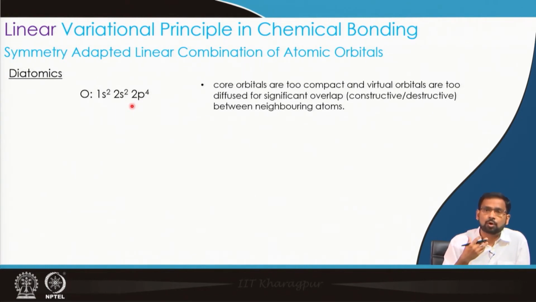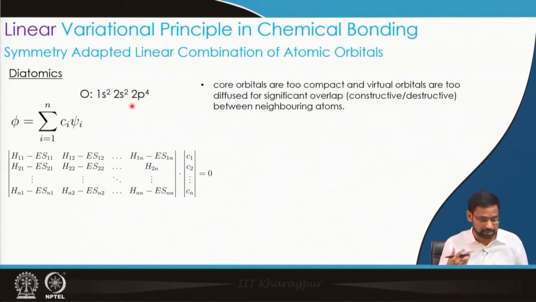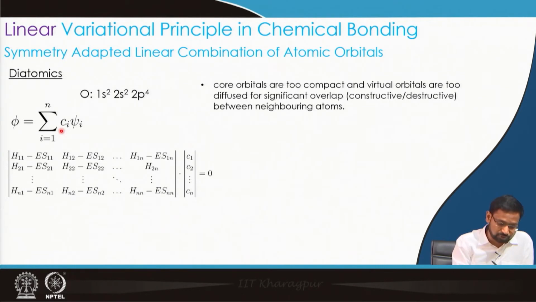So, if I consider the O2 molecule, each oxygen will bring 4 atomic orbitals. So, in total I will have 8 atomic orbitals. So, the trial function becomes a linear combination of 8 atomic orbitals. Similarly, if I consider CO, carbon monoxide, that trial function also will become a linear combination of 8 atomic orbitals. Now, I know that I have to solve an 8 by 8 problem. That means I have to solve an 8th order equation in energy to get the energies and corresponding eigenfunctions.